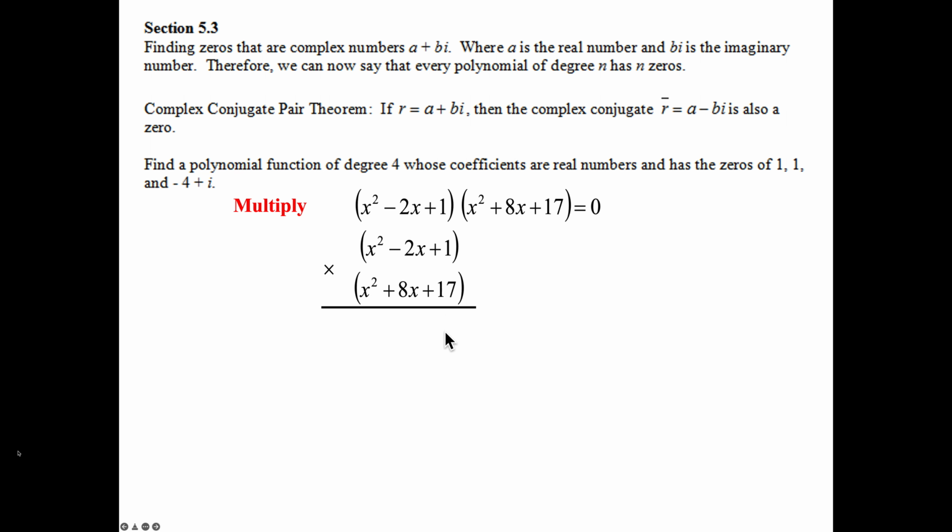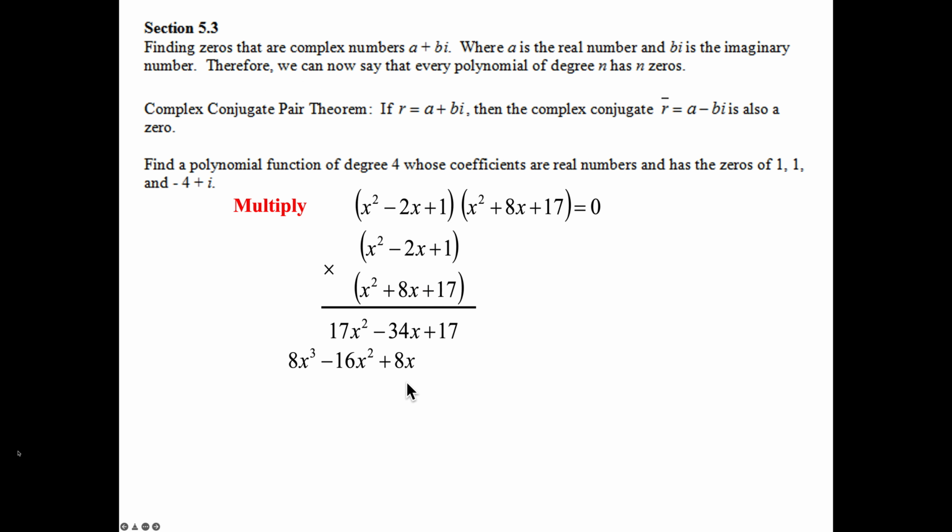So 17 times 1 is going to be 17. 17 times negative 2x is negative 34x. 17 times x squared, 17x squared. Now, if you want to put a 0 here, you can. It's not necessary. But now take your 8x and multiply it to all 3 terms. And as you find these products, start lining up your like terms vertically. 8x times 1, 8x, 8x times negative 2x, negative 16x squared, 8x times x squared, 8x cubed. Doesn't have a like term, you just bump it up to the left, just like you did with digits.